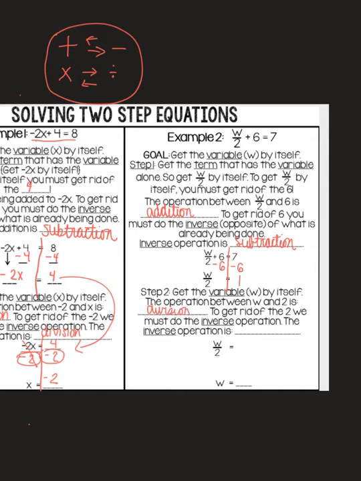So to get rid of the 2, we must do the inverse operation, and the inverse of division is going to be multiplication. Alright, so we currently have, again, w divided by 2 equals 1. So we are going to get rid of this by multiplying this side by 2, multiplying this side by 2. This cancels each other out, leaving us with w on that side. And then 1 times 2 is going to give us 2, giving us w equals 2.